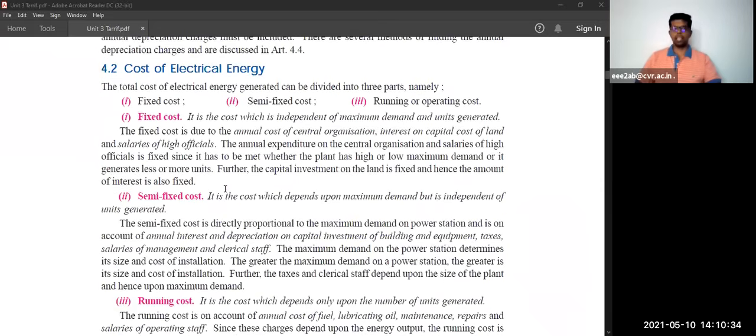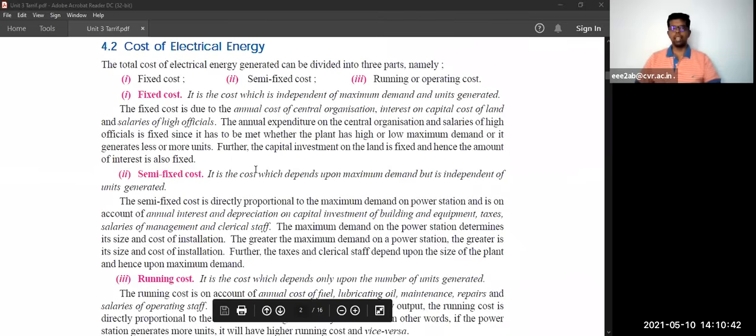If you take the cost of electrical energy, it might be fixed cost, semi-fixed cost, and running cost. There are three types of cost of electrical energy. The first is the fixed cost. It is the cost which is independent of the maximum demand and the units generated.